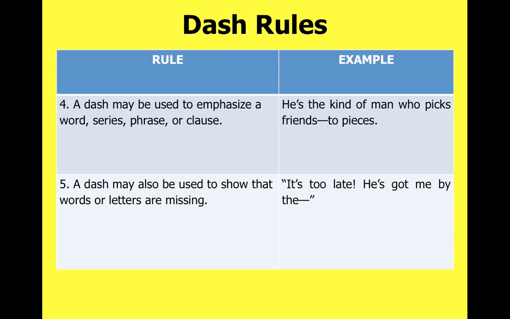Rule number 4, a dash can be used to emphasize a word, series, phrase, or clause. So you might say something like, he's the kind of man who picks his friends to pieces. Okay, so that dash is just used to set off that phrase at the end. And then the last rule, a dash may be used to show that words or letters are missing. It's too late. He's got me by the... Okay, so that dash is used to show the interruption, the trailing off of thought there at the end of the conversation.